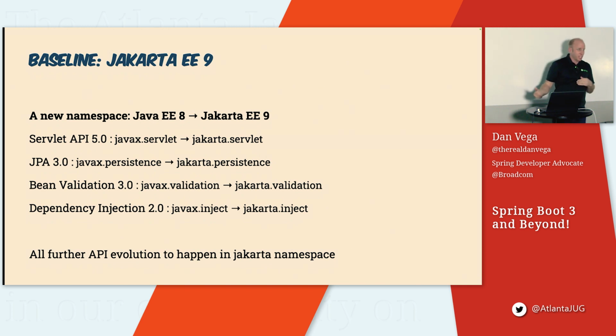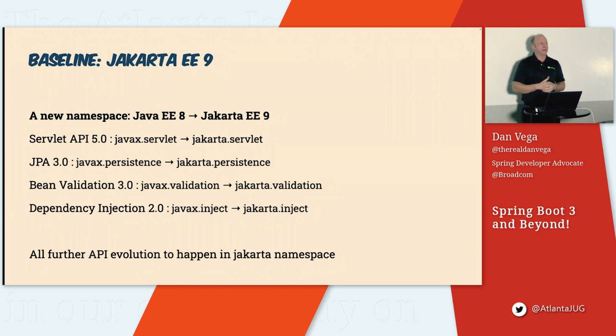It was a bigger change for us in the framework to make this change, but it was something that had to be done. We need to make this namespace change because all evolution of the APIs are going to happen in the Jakarta namespace. And I, for one, am excited because this was really stagnant for a while, right? There were no changes happening there. And now we start to see Jakarta EE 10 come out. Jakarta EE 11 is coming out later this year. So we want to be on that.